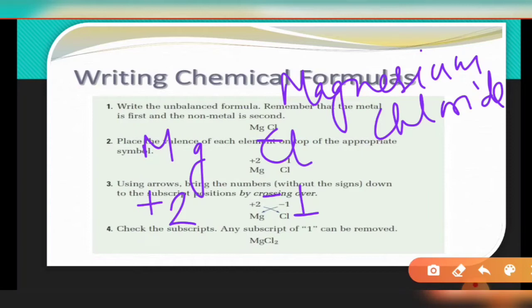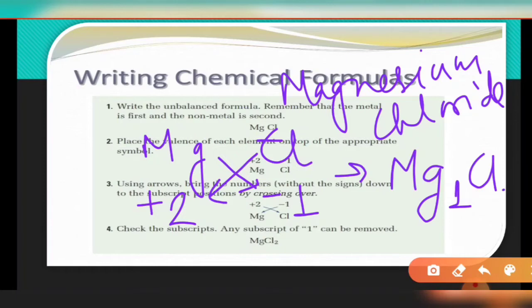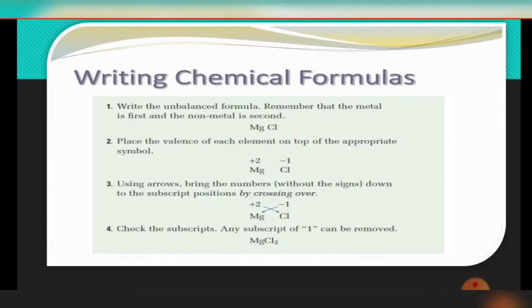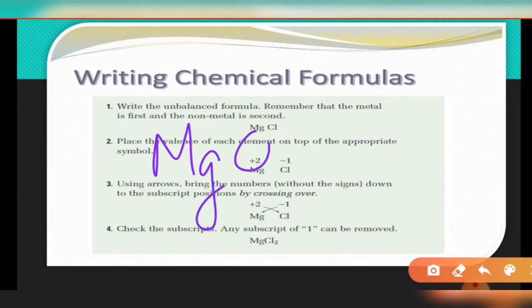To write it completely, we need to exchange the valencies. Chlorine's valency should be written down towards magnesium, and magnesium's valency should be written down towards chlorine. After writing this, we get Mg1Cl2. We can omit the 1, so the final formula becomes MgCl2. Similarly, we need to know the valency of each element, each atom, each ion, and then we can easily write the formula.